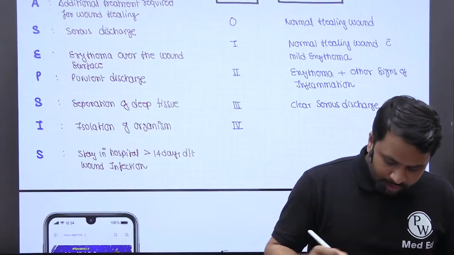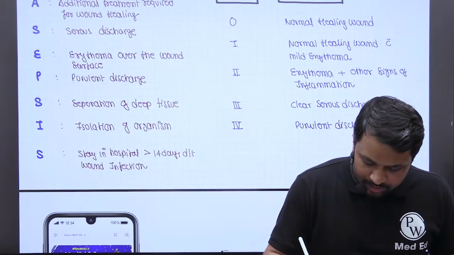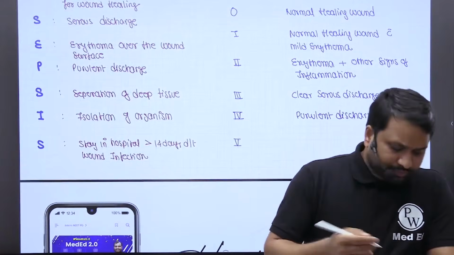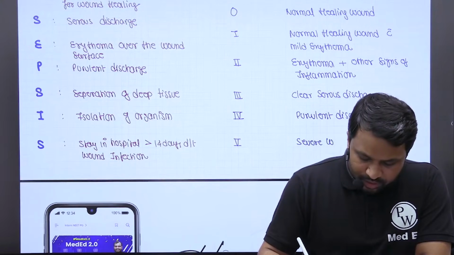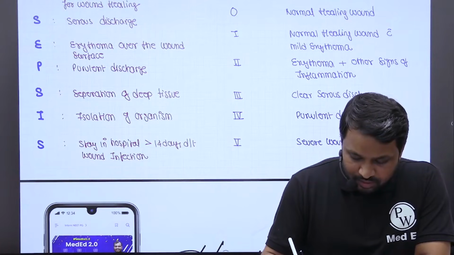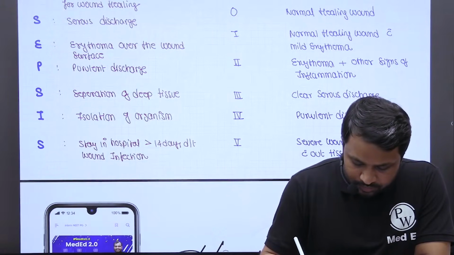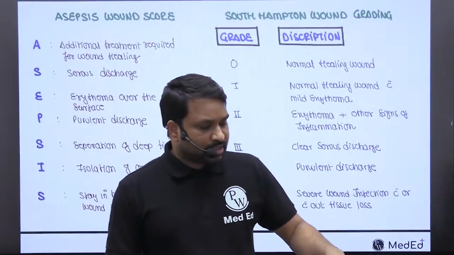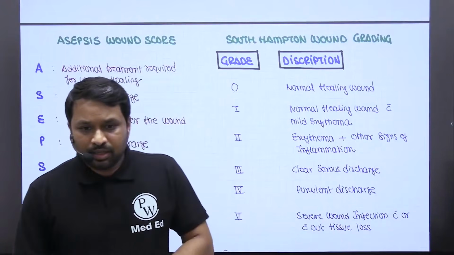Then you talk about grade 4. There will be presence of purulent discharge. And the last one that you have is grade 5, where you have severe wound infection with or without tissue loss. Right? So these are the various components of the scoring system. There are two important scoring systems which are present.